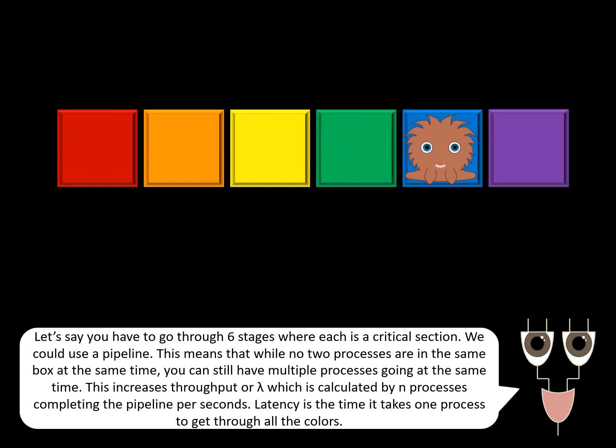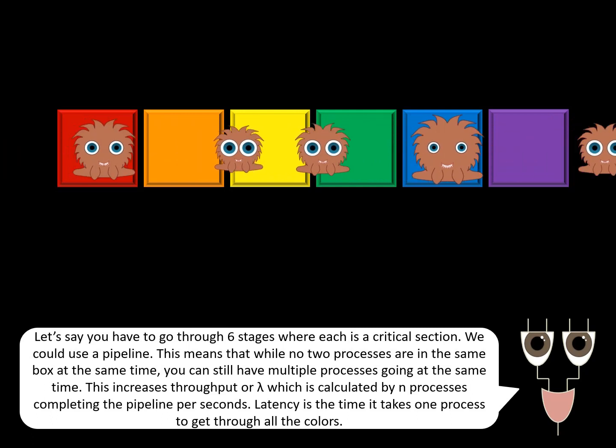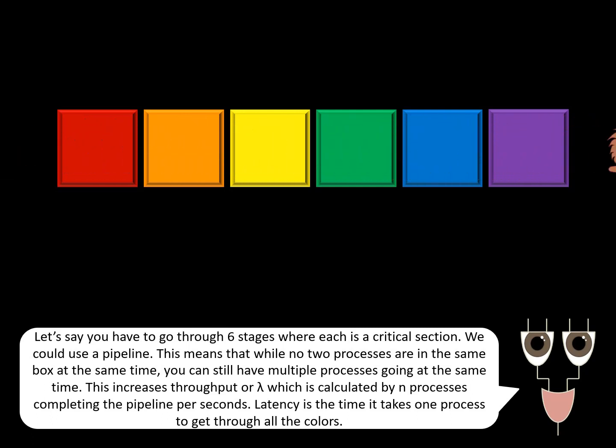Let's say you have to go through 6 stages where each is a critical section. We could use a pipeline. This means that while no 2 processes are in the same box at the same time, you can still have multiple processes going at the same time. This increases throughput, or lambda, which is calculated by n processes completing the pipeline per second. Latency is the time it takes one process to get through all the colors.